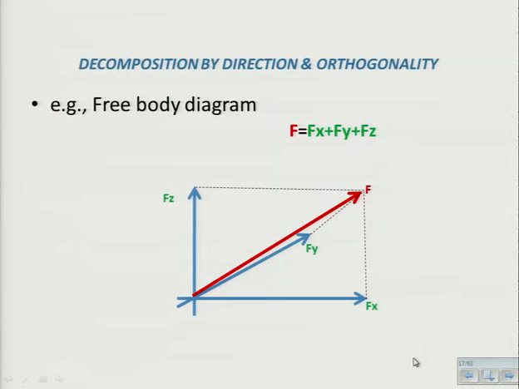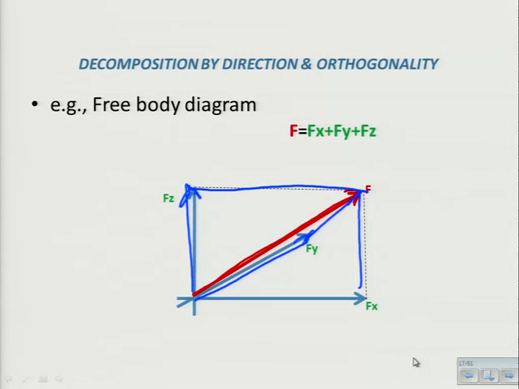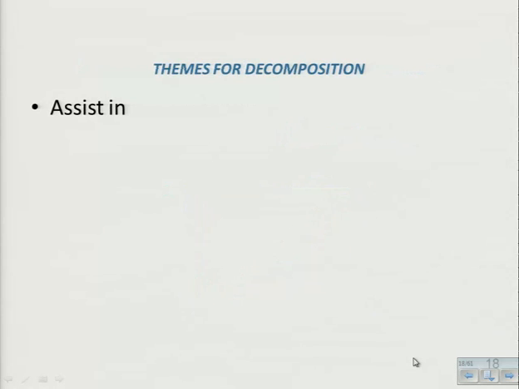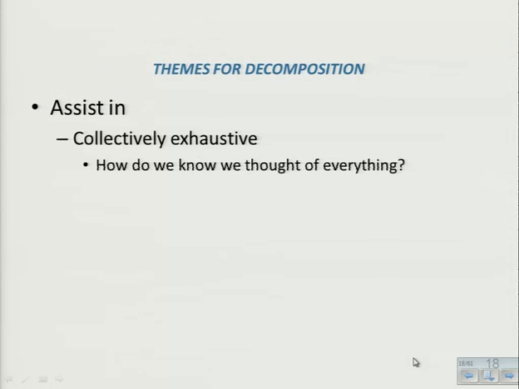All right, spoke about the free body diagrams. So we have a force F like this, and we're going to decompose that into 3 components. So there's Fz, Fy, right, and Fx. And if we add those 3 components together, we get F. So the free body diagram is an example of a collectively exhaustive, mutually exclusive, minimum number decomposition. It's a good decomposition.